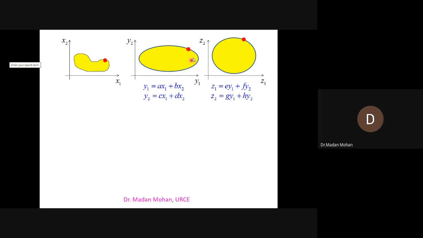Similarly, here Y1, Y2 is the input and Z1, Z2 is the output. This EFGH tells us how you are stretching to get this picture from this picture. But of course, we require the output directly from the input. It means I require Z1, Z2 directly from X1, X2. So what do we do? This Y1, Y2, we substitute here.